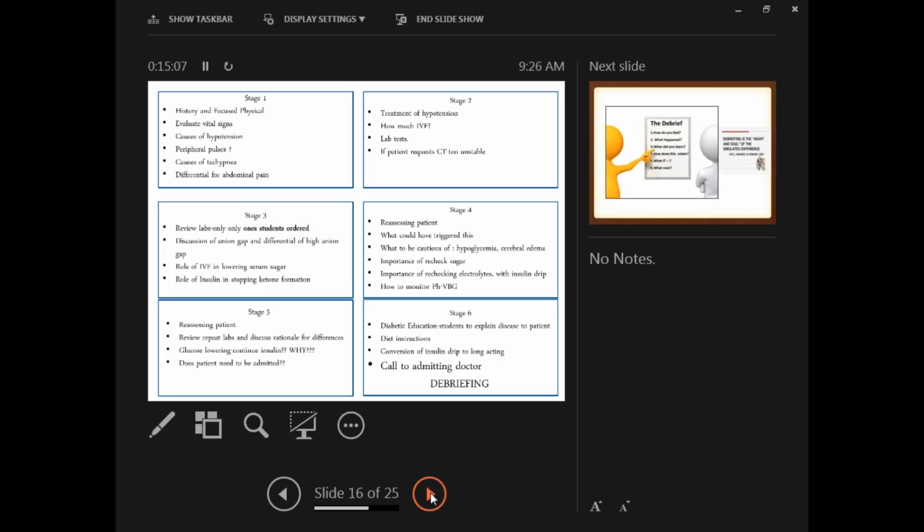So every case, they should understand the rationale for the admission. And lastly, stage 6 is pretty much the preparation of the admission. So what do we have to do while he's in the hospital? Diabetic education, diet, converting the insulin drip to longer-acting medicines. And again, they should call the physician and discuss why they're admitting the patient and so forth.